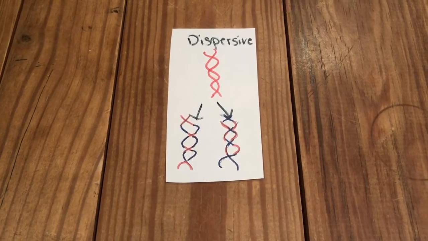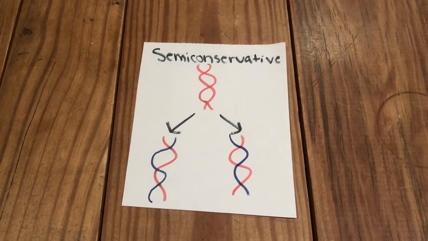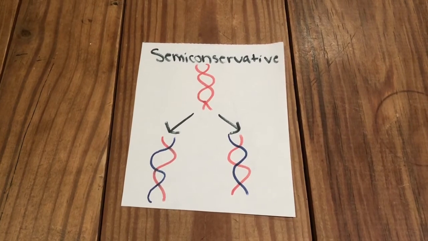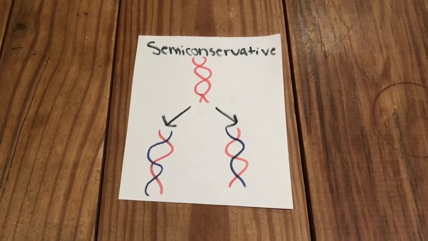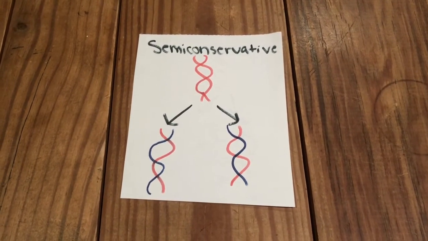The final model is the Semiconservative Replication hypothesis. The two strands of a DNA molecule separate and each become a template for a new strand, forming two DNA molecules, each with one new and one original strand.